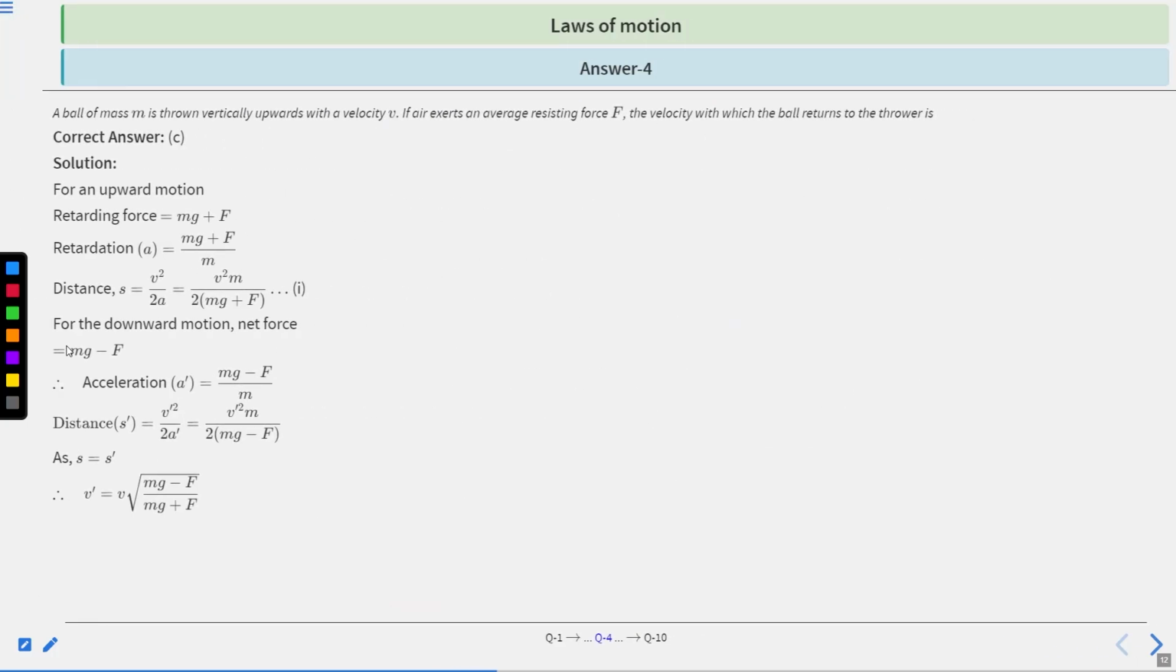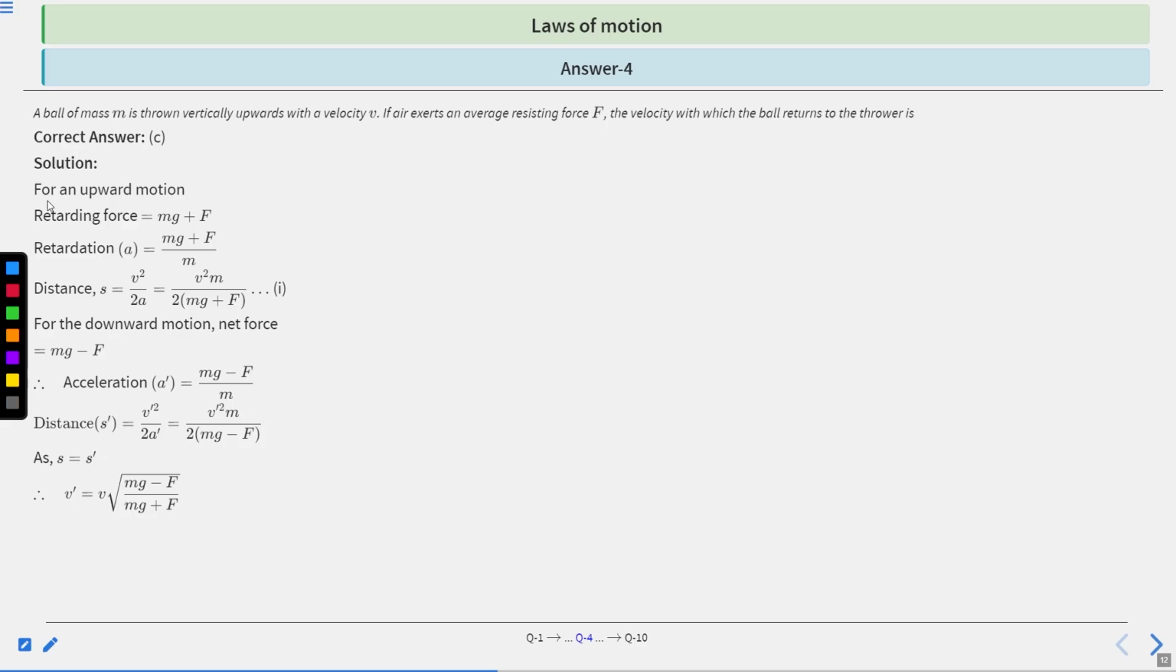Let's find a solution. So, for upward motion, retarding force equal to mg plus f. Clear? And retardation a equal to mg plus f divided by m. Clear? Distance s equal to v square upon 2a. This is just a numerical term, put the given values, and it is solved based on formulas only. So s equals v square m divided by 2 times mg plus f.